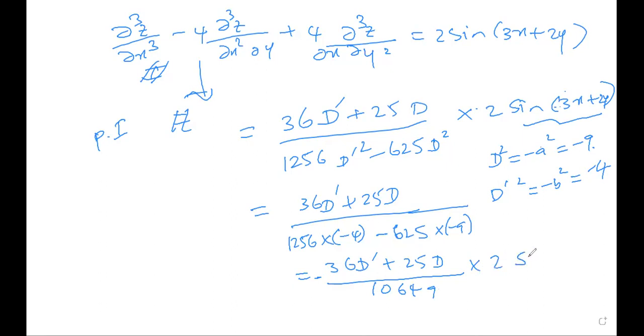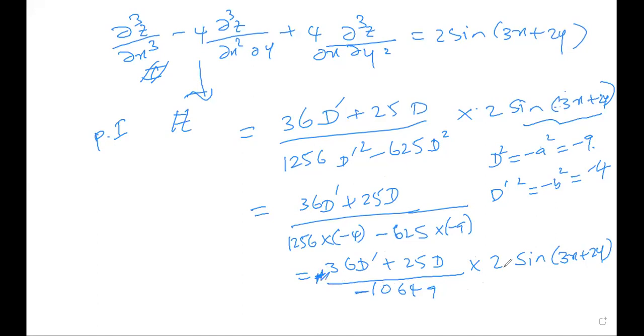Okay, let's do the sine 3x plus 2y. So we have gotten rid of the d and d dash in our denominator. The only thing is the numerator, there still d dash and d are there. So how to solve this part is, I hope you have this negative just comes from this denominator, 1649. So I better put it here.